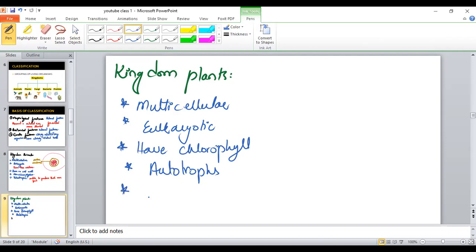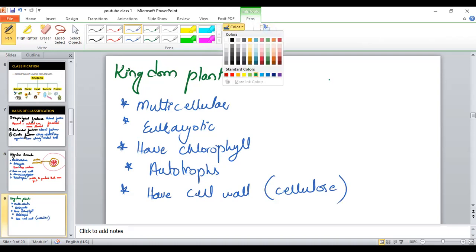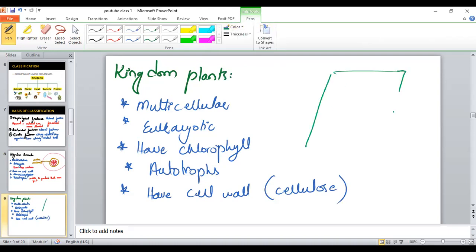Okay. And they also have a cell wall around the cell membrane. And this cell wall is mainly made up of cellulose. Some pectin and lignin are also present, but mainly cellulose. So let's suppose I am drawing the plant cell here. The plant cell has two layers. The first layer is the cell wall and the inner layer is the cell membrane. So whenever you observe the plant cell, you will observe a two-layer structure.